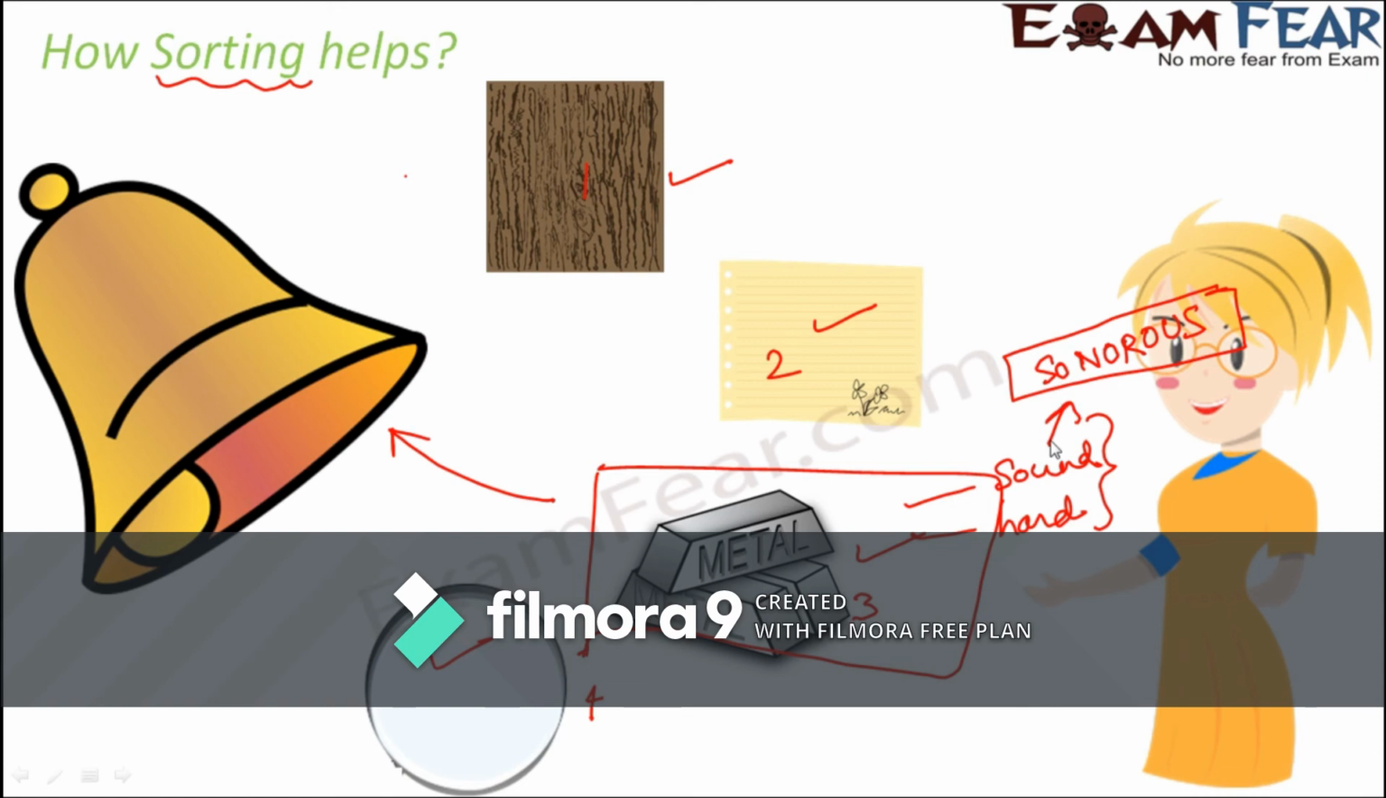Similarly, we sort metals into the group of hard objects, whereas we do not put cotton into the category of hard materials. So depending upon the properties of different materials, we classify them into different groups, and that is called sorting. Now, why are we doing sorting? Because it will help us to understand the properties of different materials, and that's how it will help us to know which material to be used for making which object.